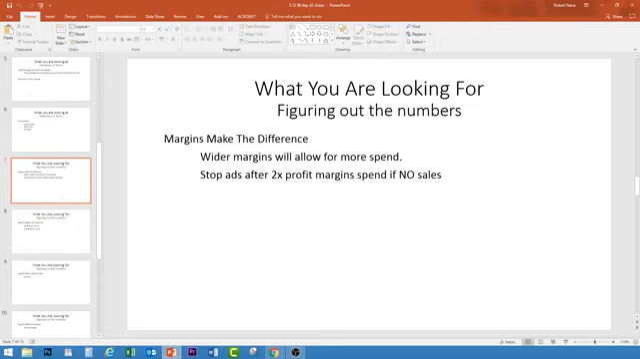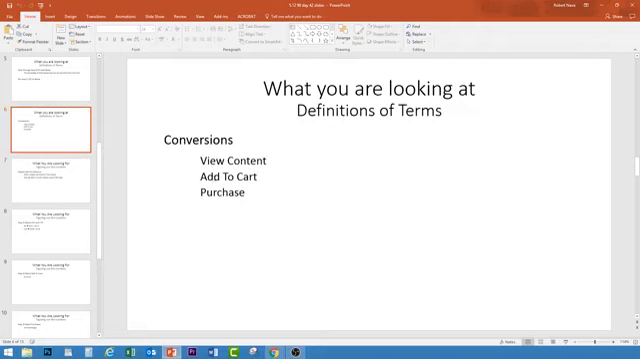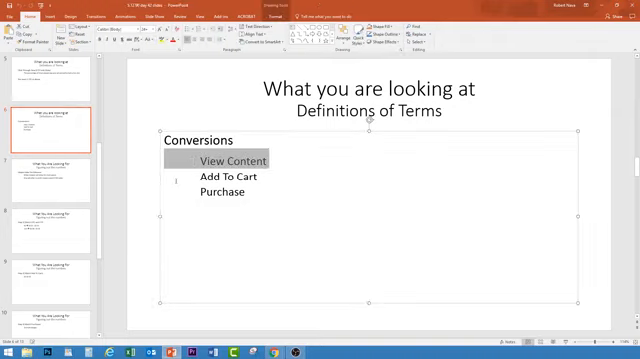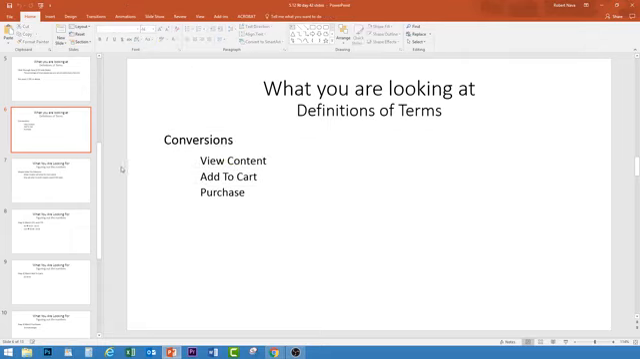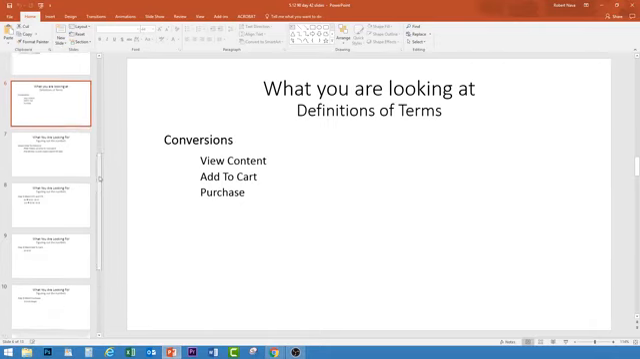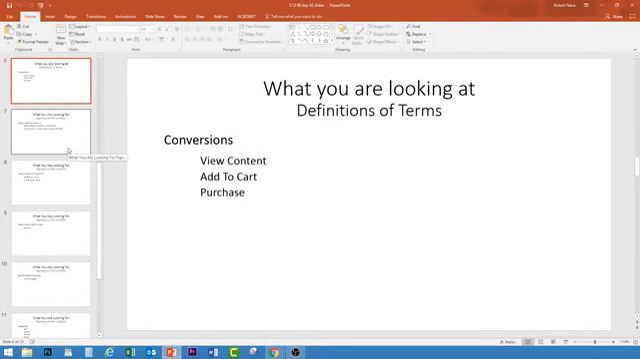So the wider the margins, the more you could spend, but the margins ultimately make the difference on what your view contents, add to carts, and purchases should be costing. I don't really pay attention to the cost of these too much, but I will show you guys some numbers on them. What I typically pay attention to is my click costs and my purchase costs. But I'm going to show you guys all of my things just so you could understand a little bit. Remember, I just want you to understand the first layer of this stuff right now. We're going to go ahead and look at it in reporting in a minute.